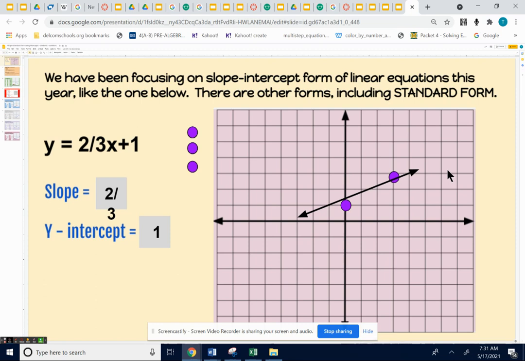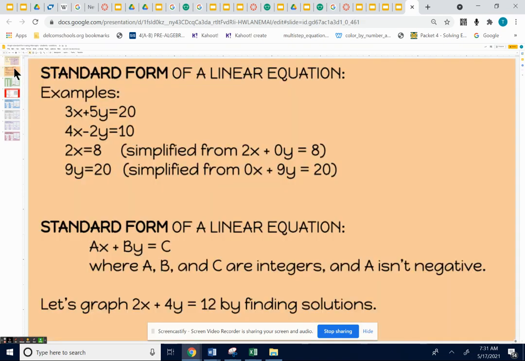So to graph slope intercept form, you start with the y-intercept and use the slope to go to another point. But today we're going to look at standard form. Standard form is a different form of a line. It's still a line, it's just a different form. Here are some examples: 3x plus 5y equals 20, 4x minus 2y equals 10, 2x equals 8, 9y equals 20. These are lines. They do make a line when you graph them, but they're just in a different form.